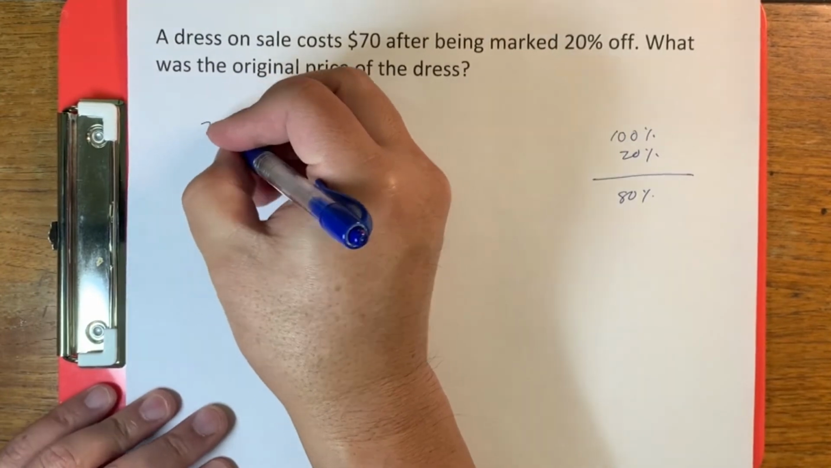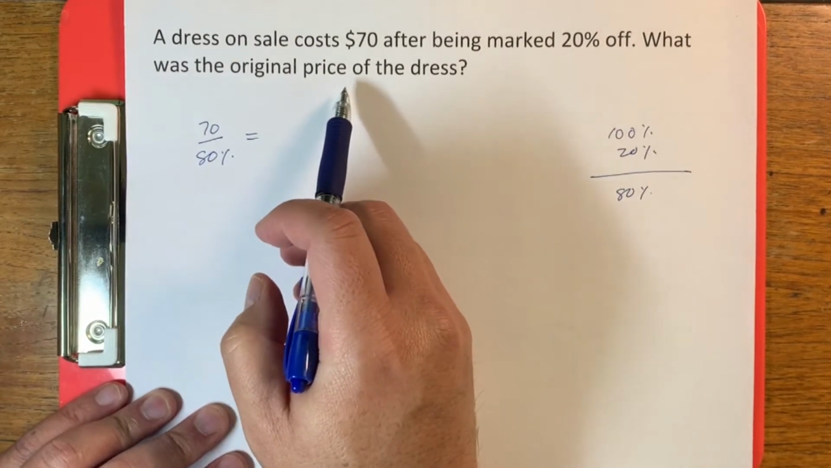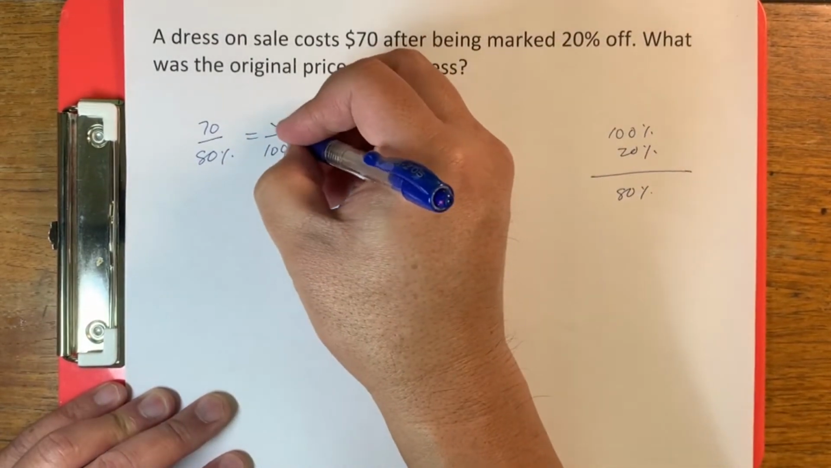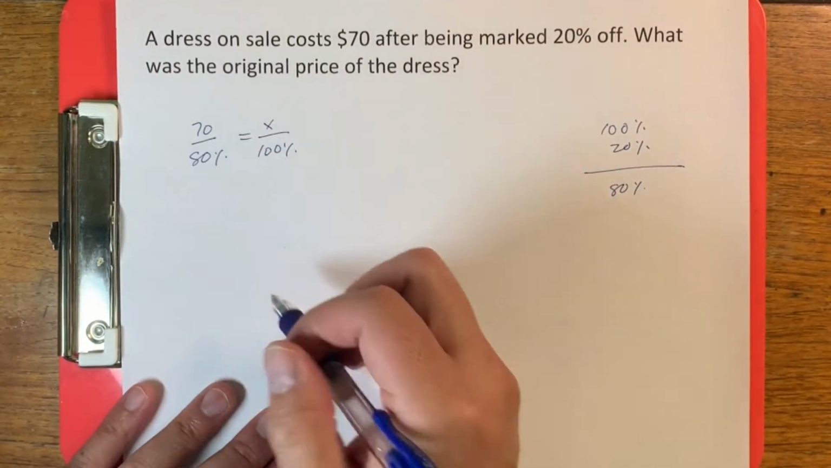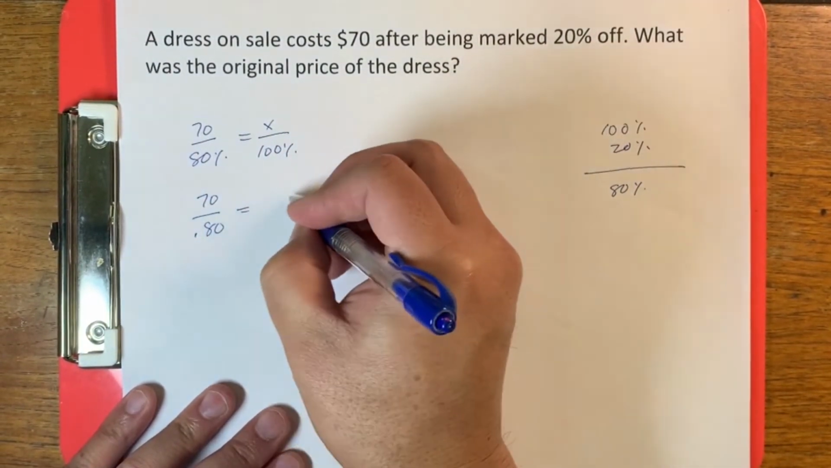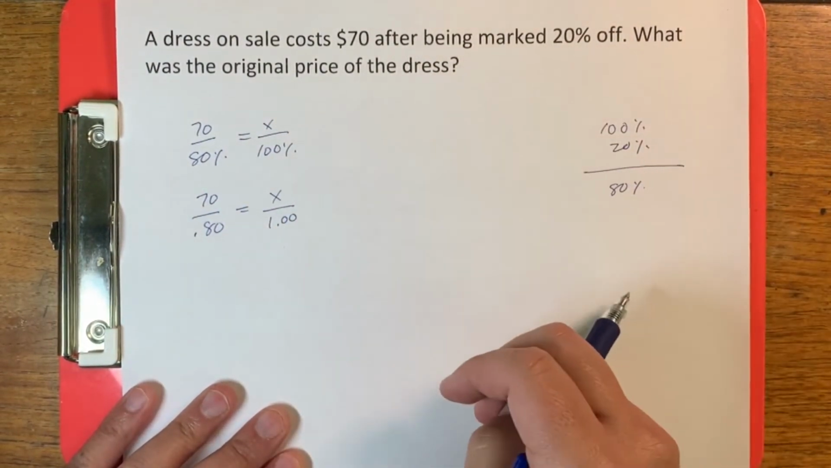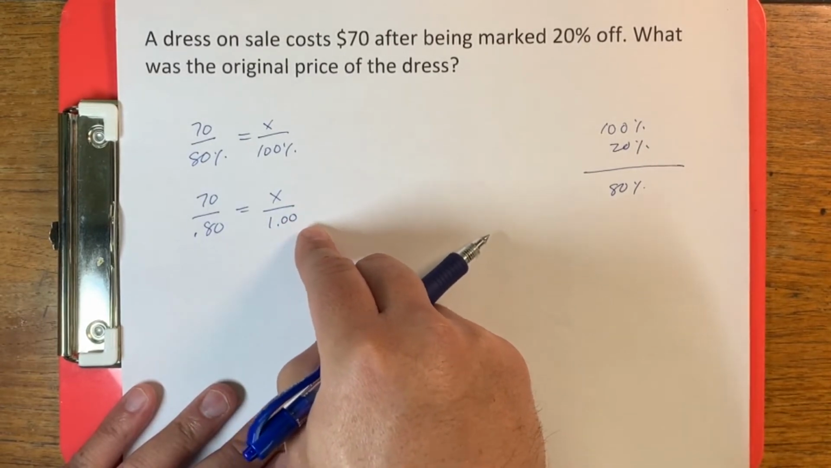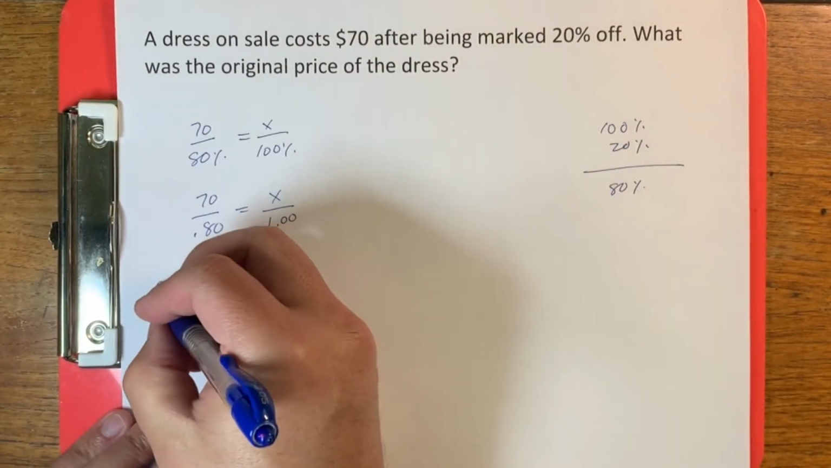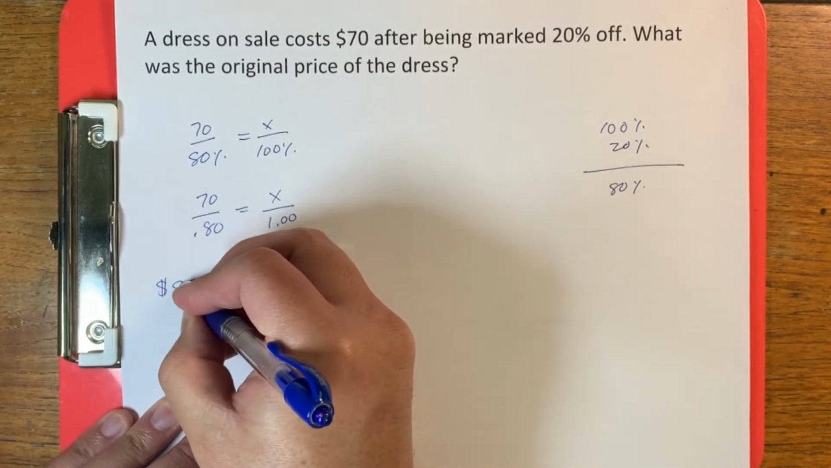So we get $70 over 80% is equal to... Now, the original price of the dress is 100%. And we don't know what it is, so it's X. Now, again, let's convert these percents into decimals. So we get 70 over 0.80 is equal to X over 1.00. Now, we can cross multiply, but we don't have to because X divided by 1 is equal to X. And then if we do this division, we'll get $87.50.